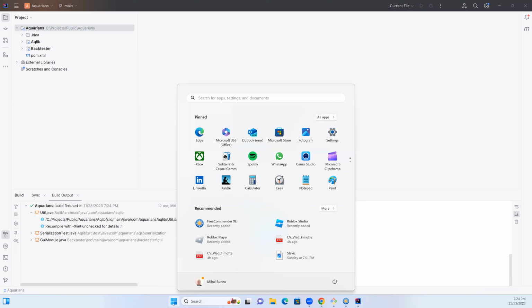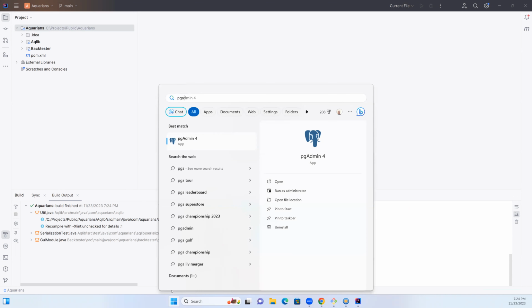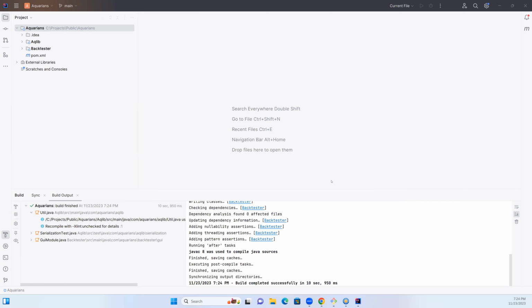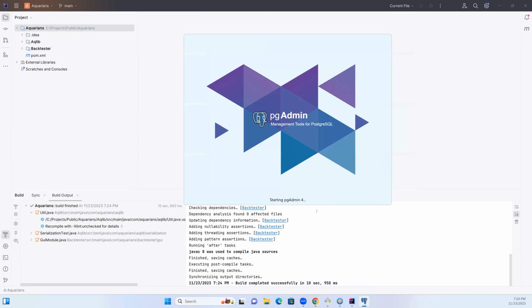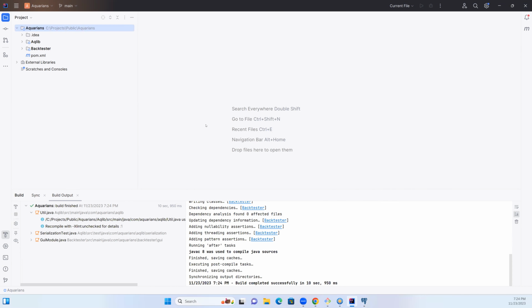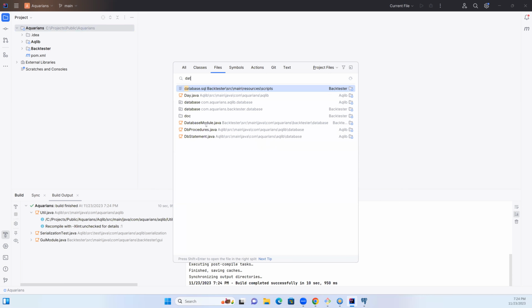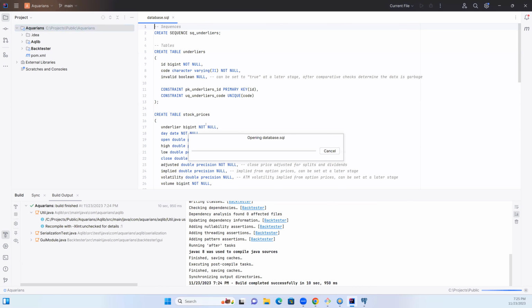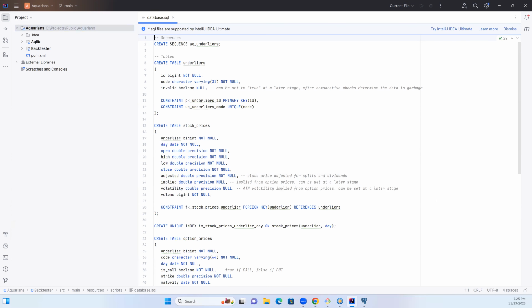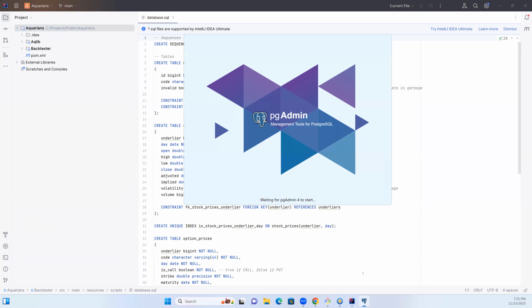And now, don't forget to install the database. So we have pgAdmin. That's the PostgreSQL database. Don't forget what password we used for the database. And here in the Java project, Control-Shift-N to look for a file, and look for database.sql. This is the file which creates the database.